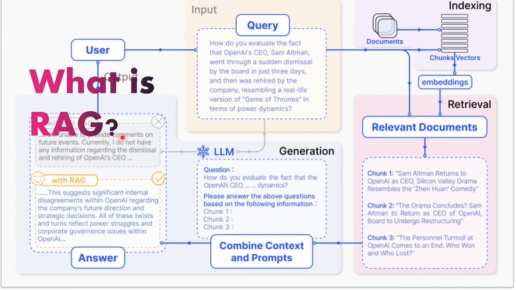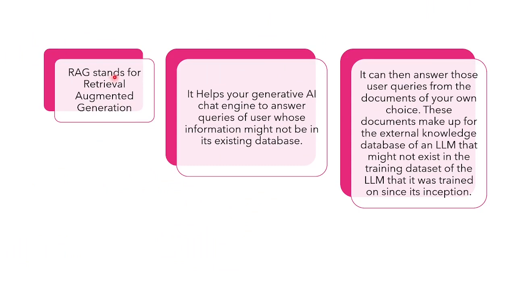All right. Now let us come to the second part of this video. What is RAG? Retrieval Augmented Generation. So RAG stands for Retrieval Augmented Generation. It helps your generative AI chat engine to answer user queries whose information might not be in its existing database. It can then answer those user queries from the documents of your own choice. These documents make up for the external knowledge database of an LLM that might not exist in the training dataset of the LLM that it was trained on since its inception.